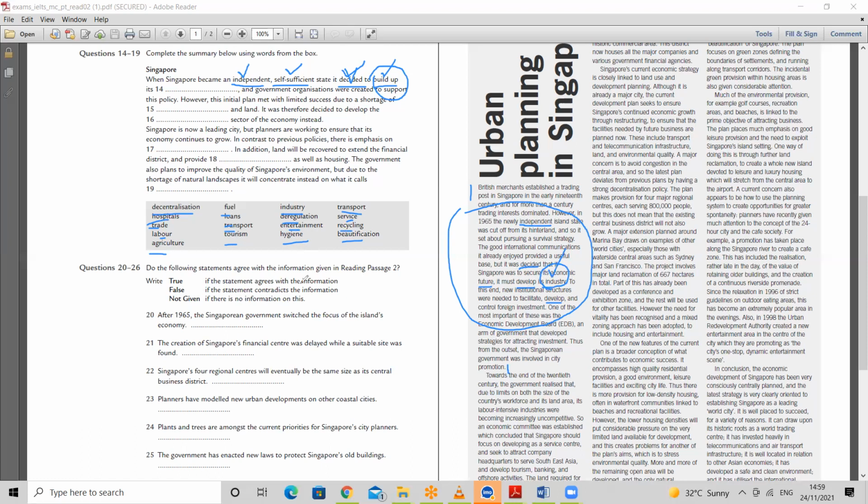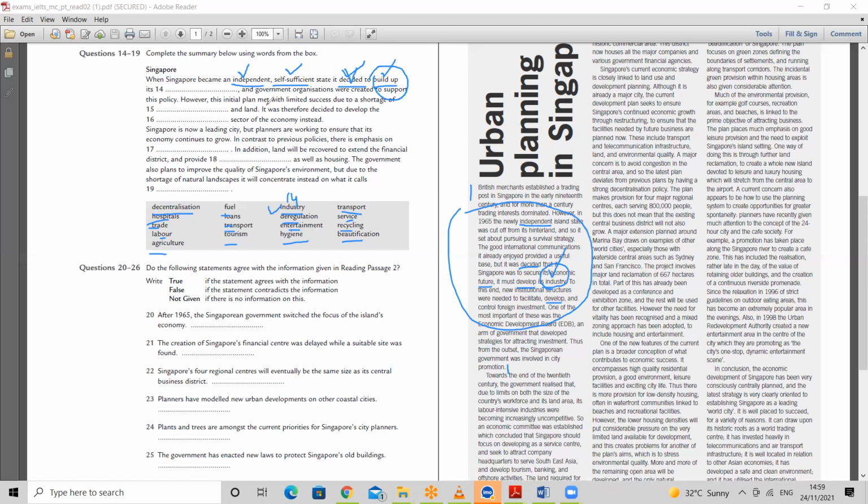Now, does the word industry exist in the box below? Yes, I can find the word industry in the box. Where is the word industry? It's right here. So that is number 14 answer. Okay. Now let's look at the next question.